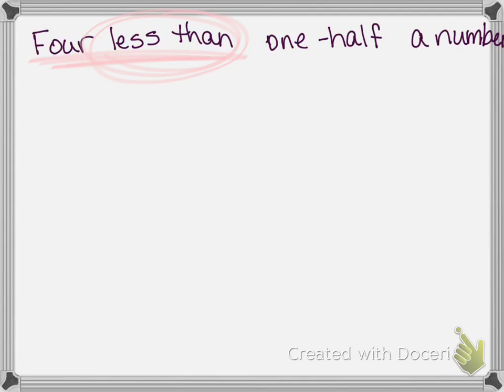Okay, so I want you to look at 4 less than. And what that means is minus 4. 4 less than means minus 4. What does 1/2 mean? 1/2, yep. I heard it as soon as I said it. Okay, and what does a number mean? Good, and you can really put any number in here that you want. Okay, I usually do n just because we're talking about a number. 1/2 a number is represented as 1/2 n, and that's 1/2 times n.